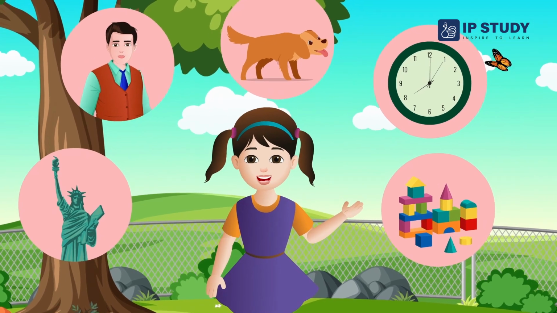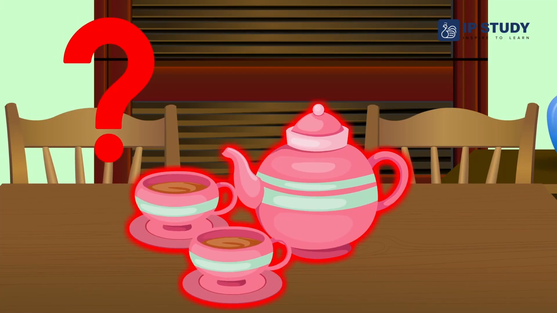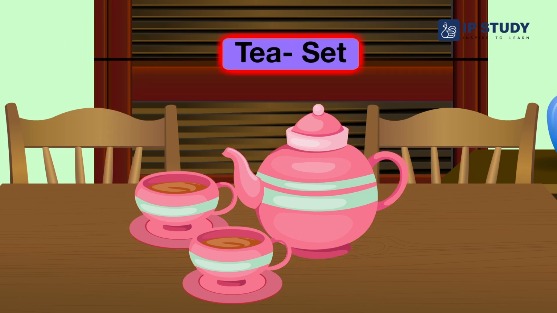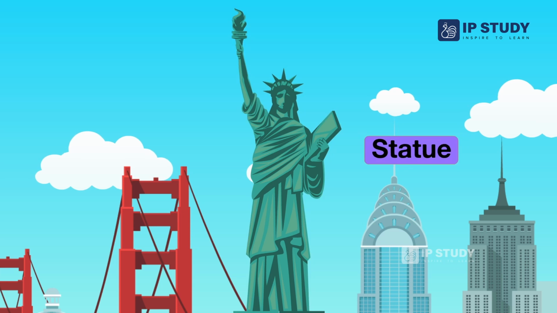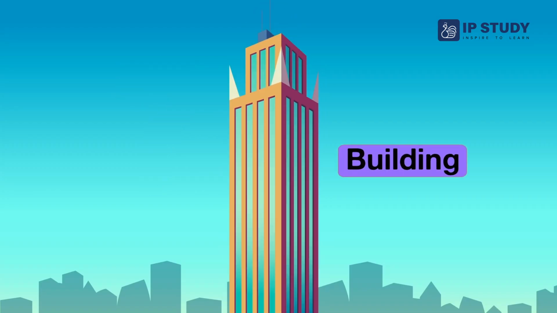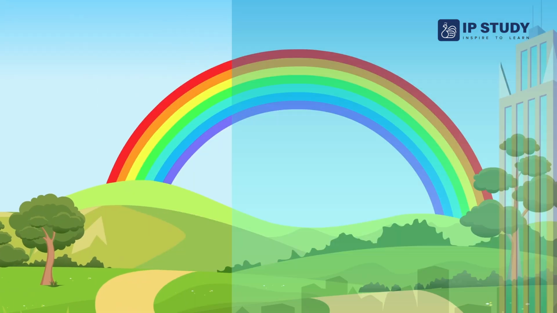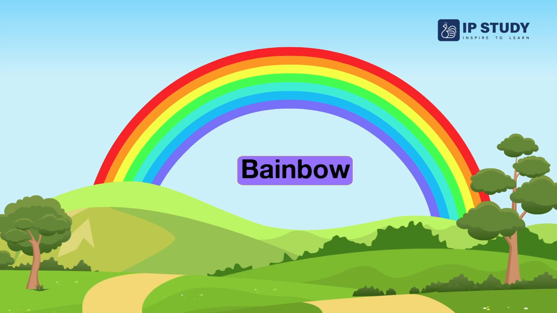What is used to ask about specific object? What is this? This is a tea set. What is this? This is a statue. What is that? That is a building. What is that? That is a rainbow.